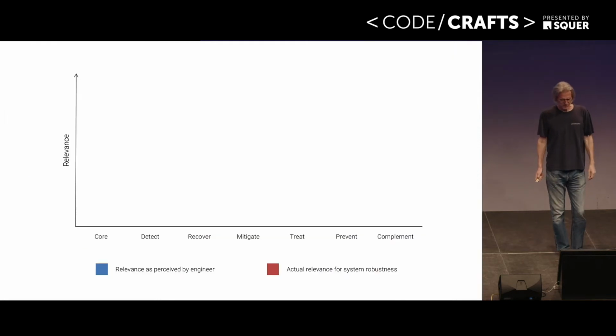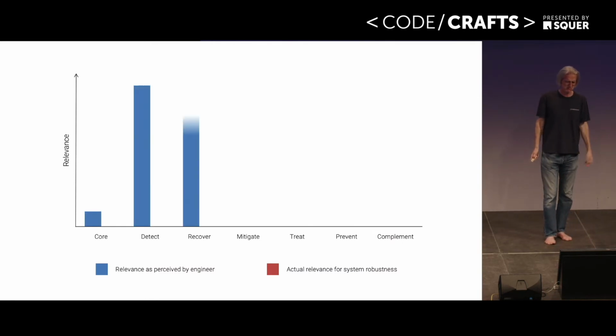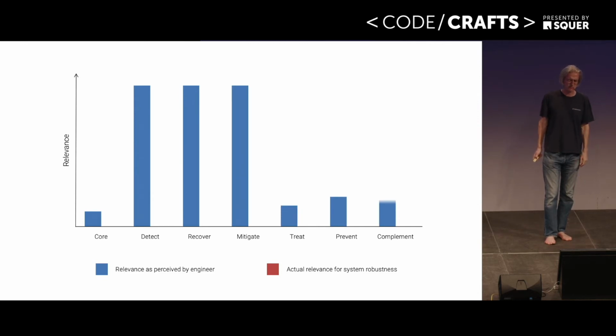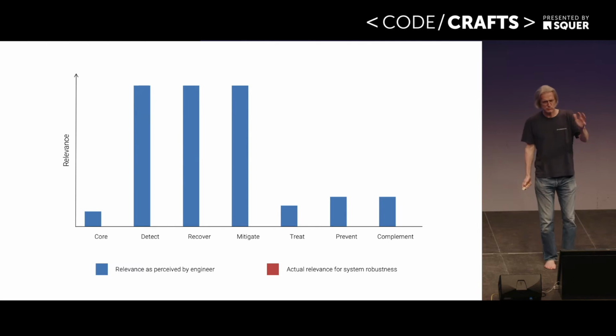Okay. So if we put that discovery into a graph, something like that. So core pattern, nah. Detection, recovery, mitigate, yeah, cool. And the rest is, so.